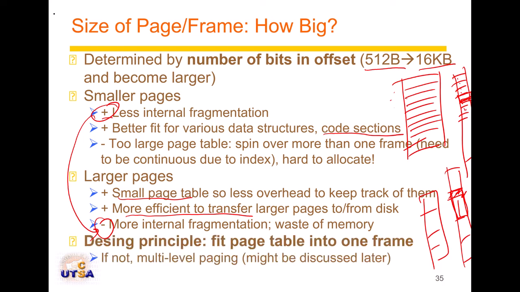And as I mentioned before, one of the good design principles is to make sure that your page table fits into one frame, so that the OS can allocate one frame for your page table rather than trying to find multiple contiguous frames. But if the logical address space is too large and you need multiple frames for your page table, then we can introduce something called multi-level paging, the page-of-page-table idea. We will discuss that next time.